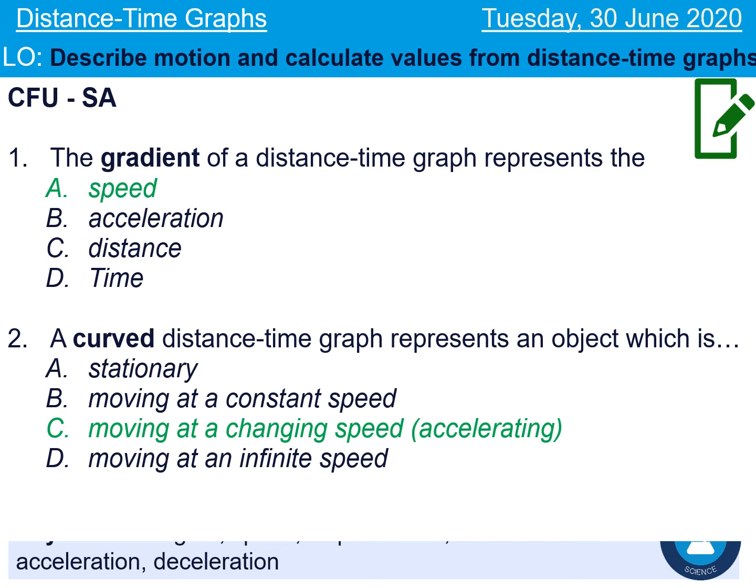Question 1. The gradient of a distance time graph represents the speed. It is important to note that it is not the acceleration, as this is what you can get from a velocity time graph. Question 2. A curved distance time graph represents an object which is moving at a changing speed. If the gradient is changing, then the speed is changing.